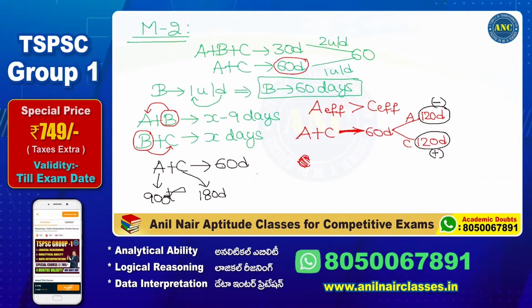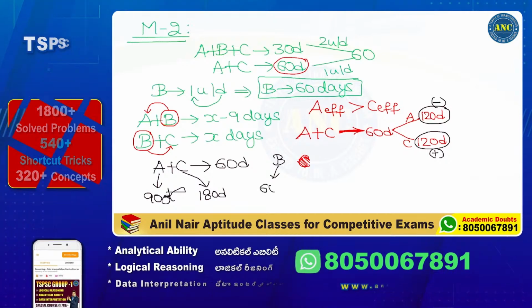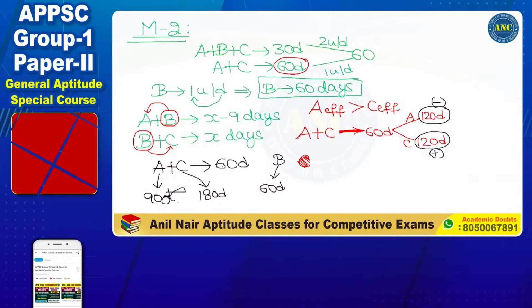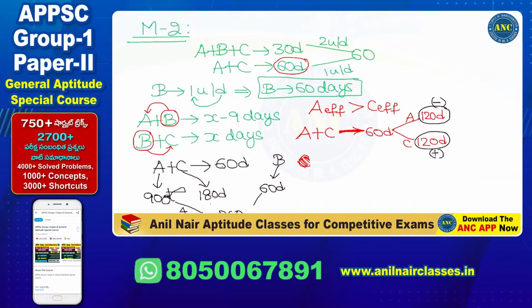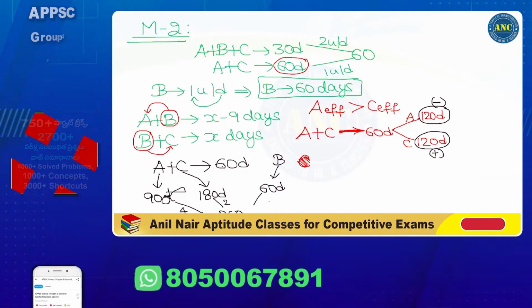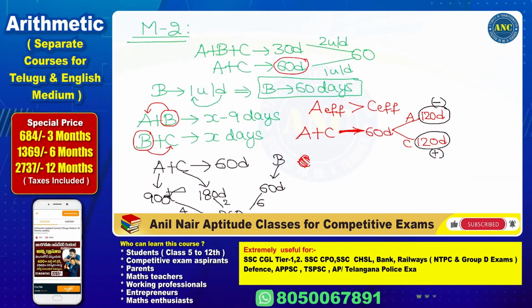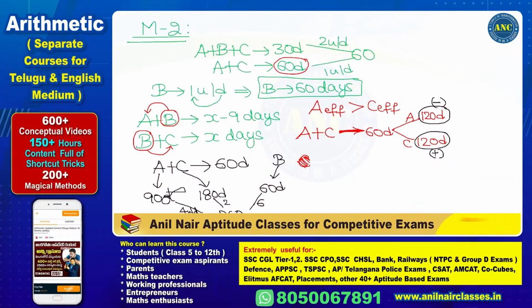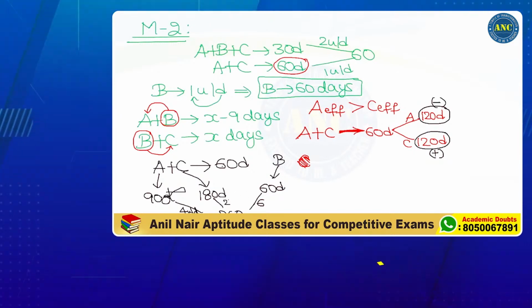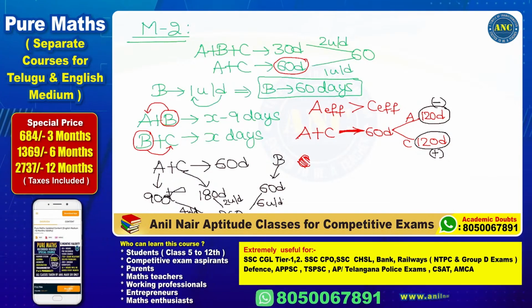And we also know that according to the question, B will be taking how many days? 60 days. So just check it out. 90, 180 and 60. The LCM is 360. 90 into 4 is 360. 180 into 2 is 360. 60 into 6 is 360. That means A's capacity is 4 units per day, C's capacity is 2 units per day, and B's capacity is 6 units per day if I use this method.